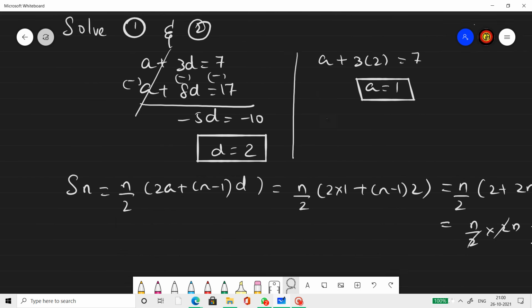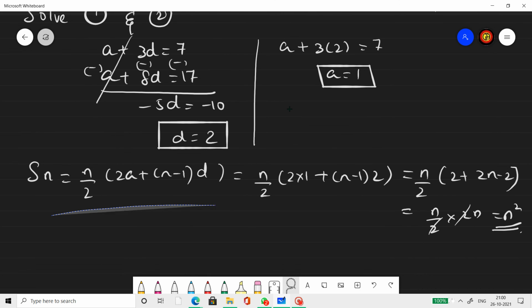Now get into Sn. Sn is n by 2 into 2a plus n minus 1 into d. n we don't know and we don't have to find it either, because we need the answer in terms of n. So n will remain n, and all the other terms will be substituted. So a is 1, d is 2, n remains n. 2 into 1 is 2, 2n minus 2, plus 2 minus 2 get cancelled. So what remains is n by 2 into 2n. So 2 and 2 get cancelled. So the general formula of Sn is n square.